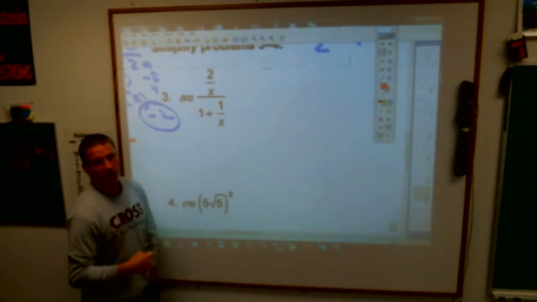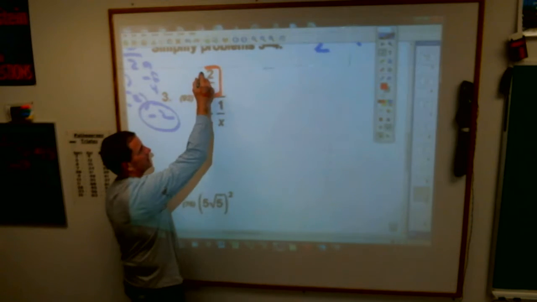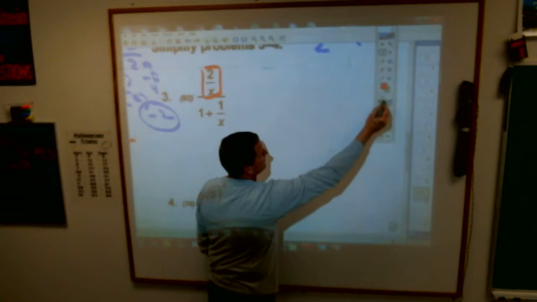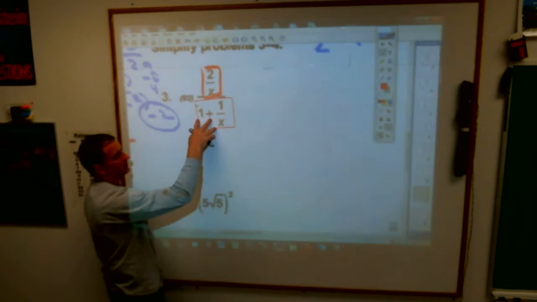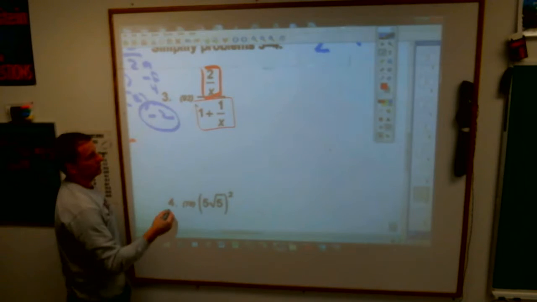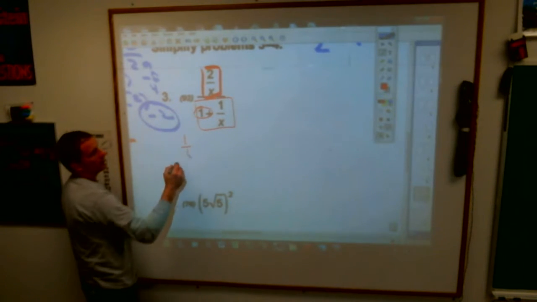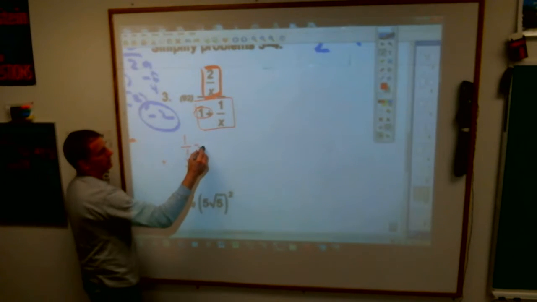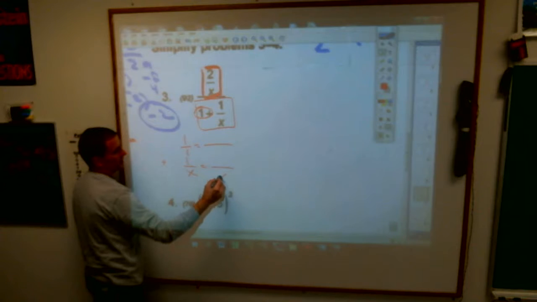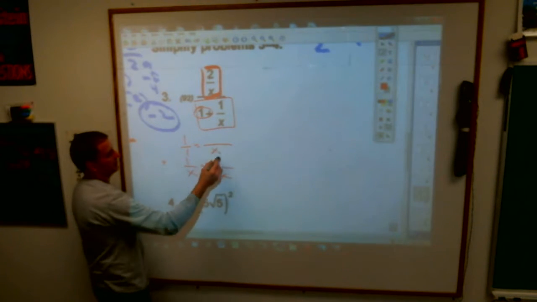Okay, and in order to do this, this is already a nice little fraction, that's fine. In order to simplify this though, you need to get this down to a single fraction. And you do that, you just add those together. 1 over 1, make it a fraction, plus 1 over x. Your common denominator would be x, pretty simple.